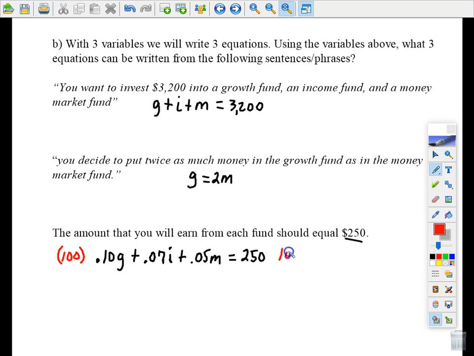Okay, so this is an optional step, but for some people that don't like to work with decimals, here's an option. Just remember, whatever you do to one side of an equation, you must do to the other. So the effect of multiplying by 100 is to essentially just move the decimal 2 places to the right for each one of these. And that gives me 10G plus 7I plus 5M. And then don't forget, you got to multiply 250 times 100 also, which is 25,000.